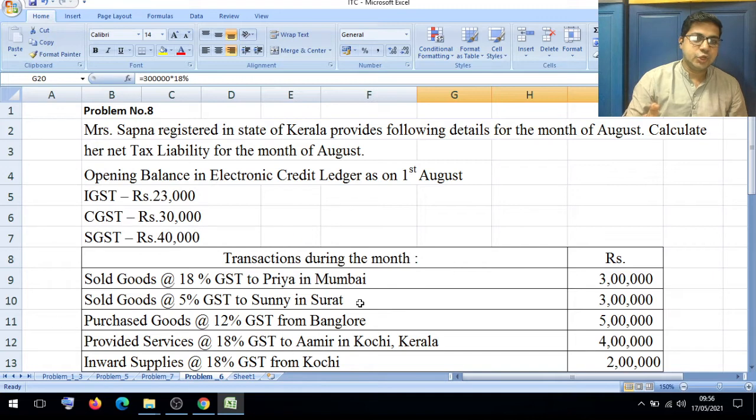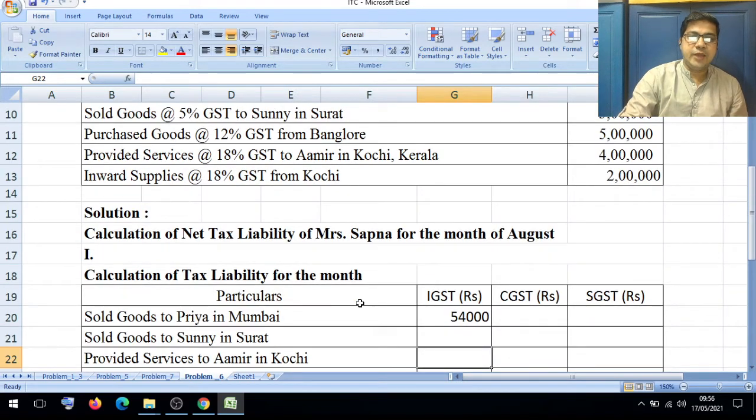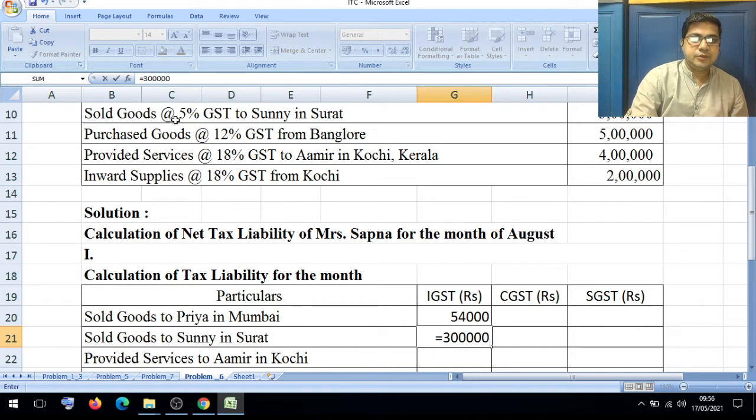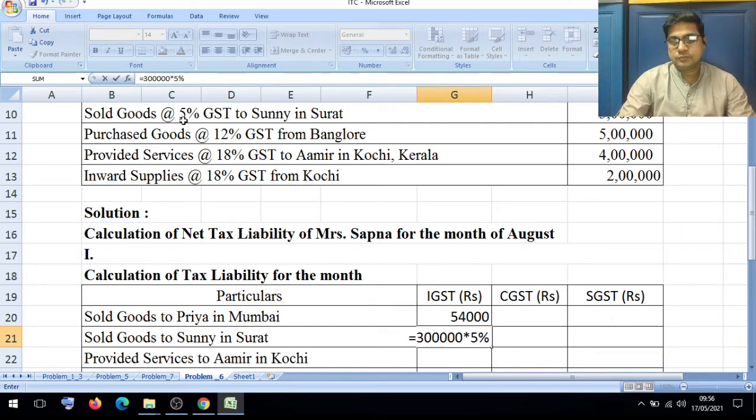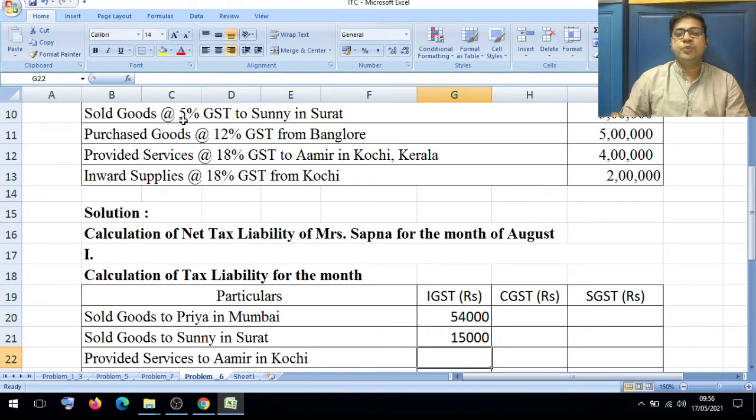This transaction is called an interstate transaction. So we have to find out the value of tax liability. Total value of goods sold is 3 lakhs, rate 5%, and she has to pay rupees 15,000 as IGST.